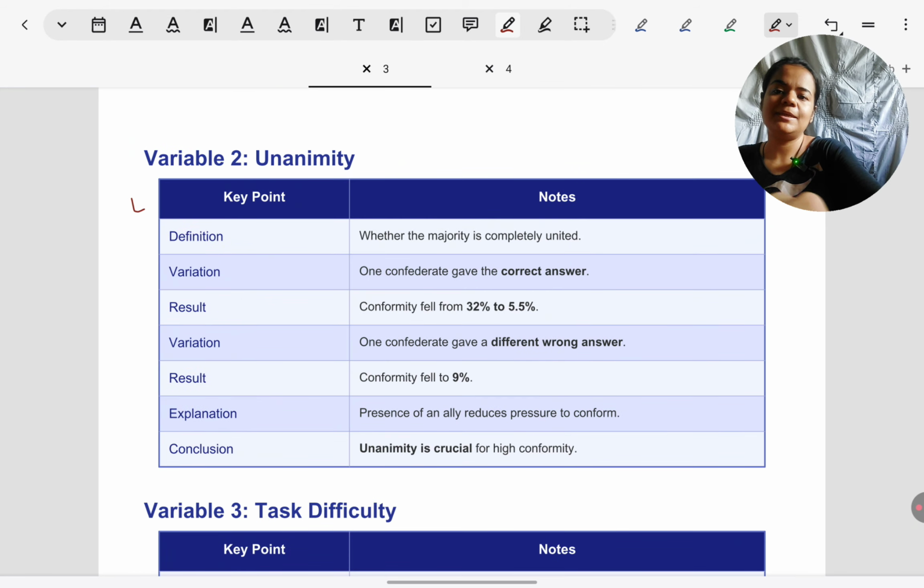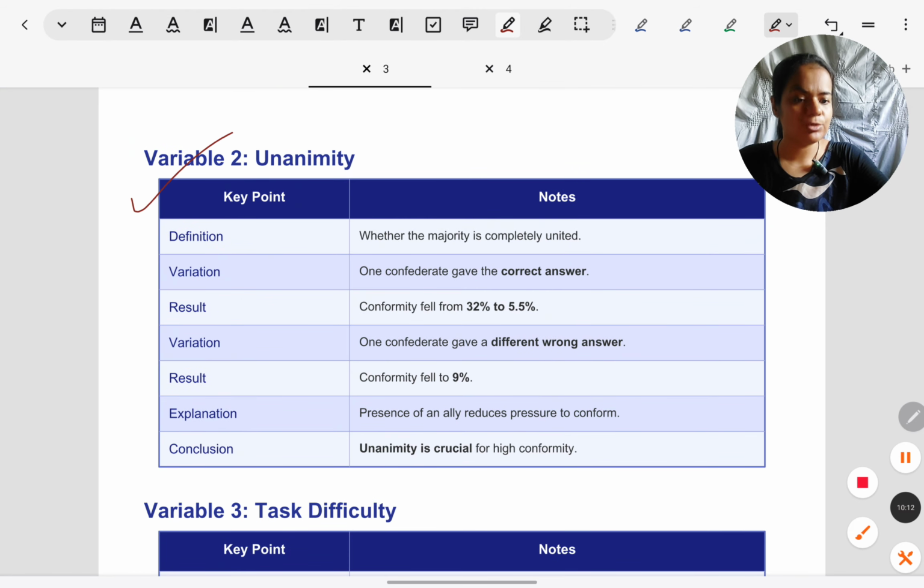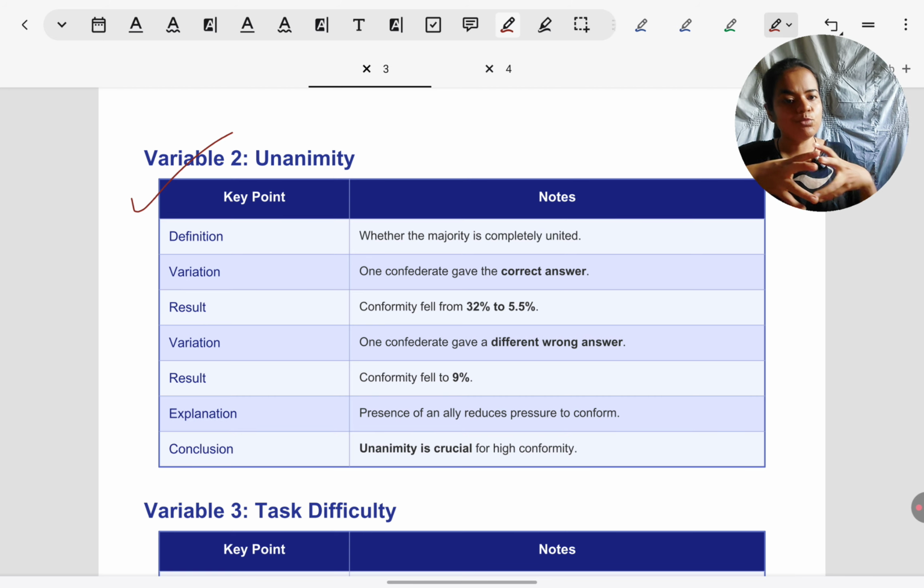The next variable is unanimity. Unanimity means unity, how united the majority is. Again, there's a positive correlation. What is found is the more united the majority are, that is, more that they are sticking to one point, more that a person feels pressurized to follow them or to conform to them.